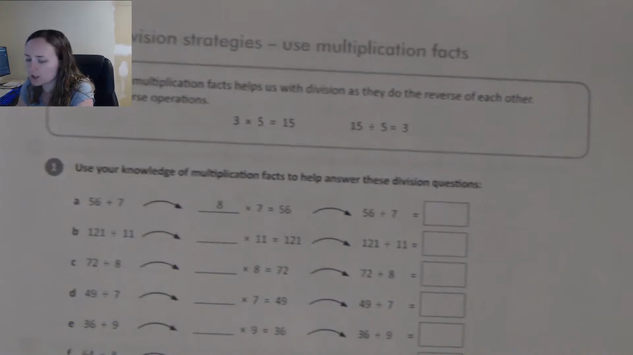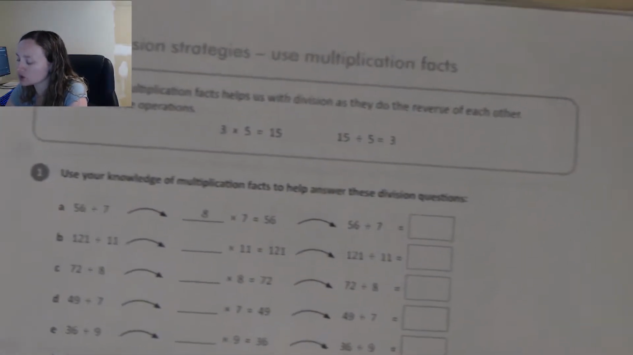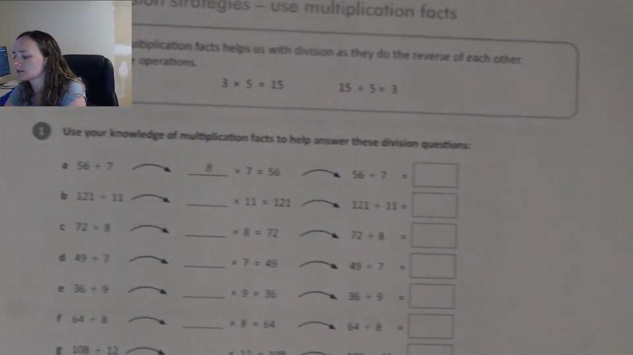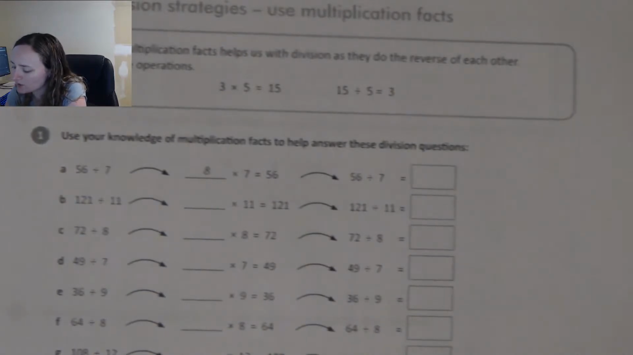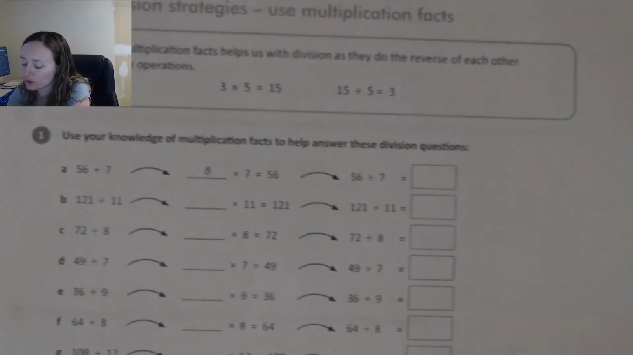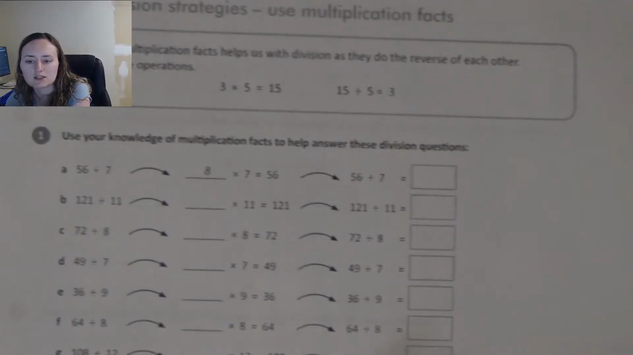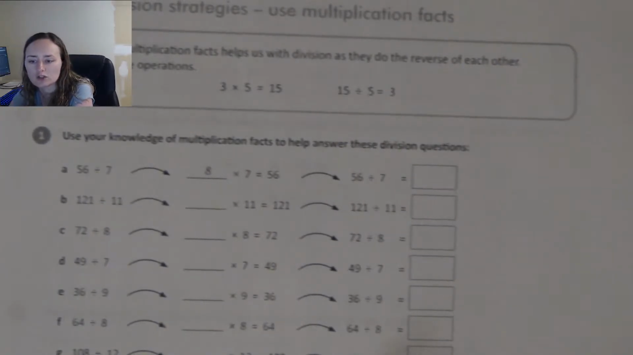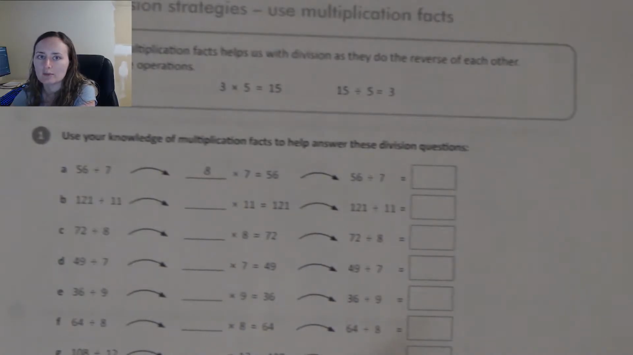So the first page here is mental division strategies using our multiplication facts. Multiplication facts will help us with division, as they are the reverse of each other, the same way that addition and subtraction are the reverse of each other. That property applies to multiplication and division the same way it applies to addition and subtraction.